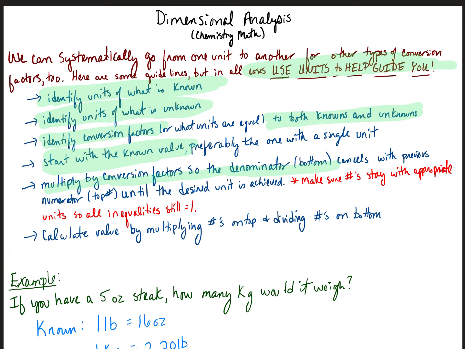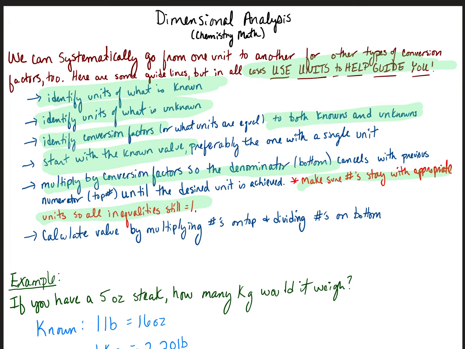Big thing here though, make sure the numbers stay with the appropriate units. So all of those equalities that we dealt with, prefixes, are still equal to 1. Whatever's on top divided by whatever's on bottom should still be equal. It doesn't matter which one's on top or on bottom, but make sure that you keep the numbers with the unit appropriately. And then once your units cancel out, there's your roadmap to how you're doing things.